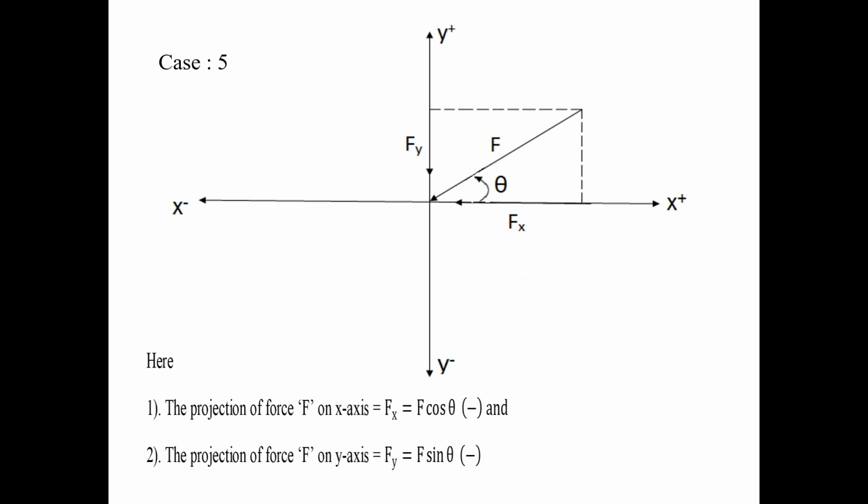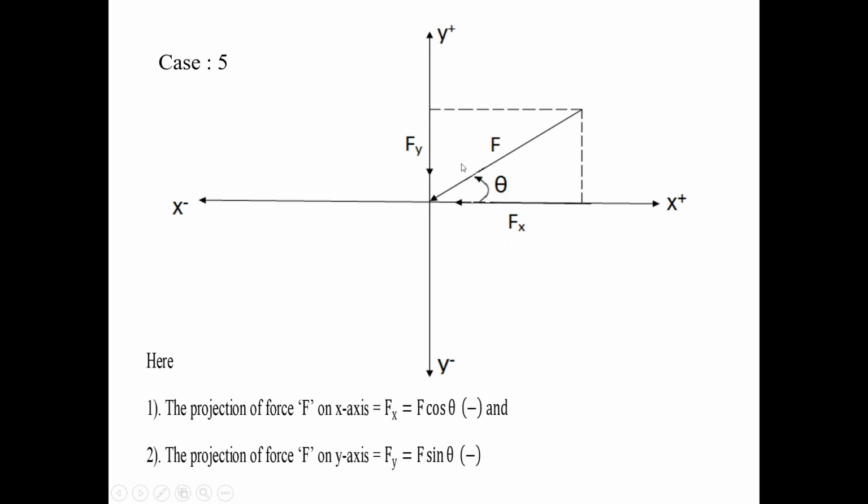So in the fifth condition, you must focus on the direction of projection Fx. The projection Fx in the fifth condition is on the positive x-axis, but the direction is towards the negative x-axis. So this projection Fx is the negative projection.